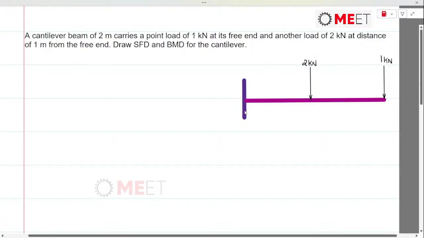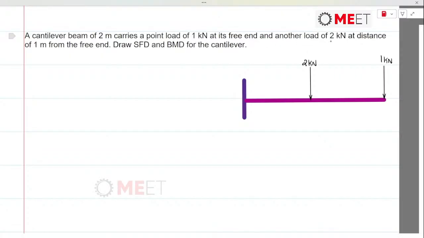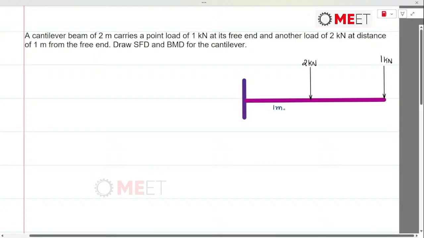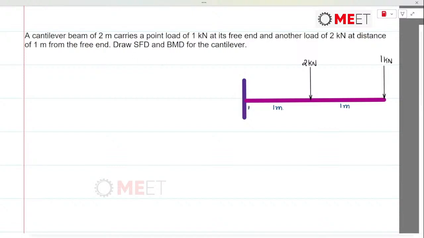In the question, it says about a cantilever beam whose span is 2 meters. It carries a point load of 1 kilonewton at the free end and another load of 2 kilonewton at a distance of 1 meter. So this is 1 meter and this will be 1 meter. For this situation, the shear force and bending moment diagram is to be drawn.